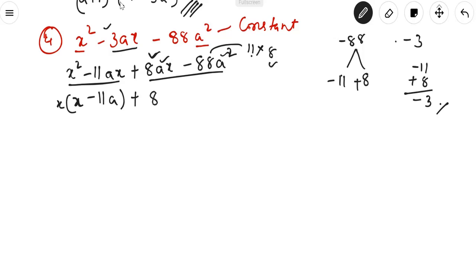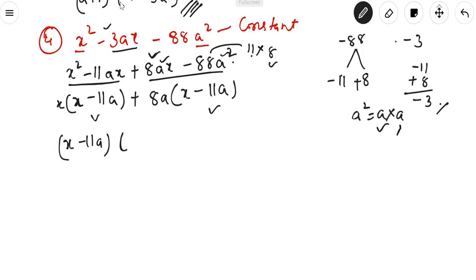So 8a, if I take 8a outside, what is left here? X minus 11a, because this is a square. A square is nothing but a into a. So 1 a I have taken outside, so 1a is left here. Now in this, x minus 11a is common, so I will take it out. X minus 11a. And what is left? This x is left, x plus 8a is left. Now these are the two factors of your problem number 4.